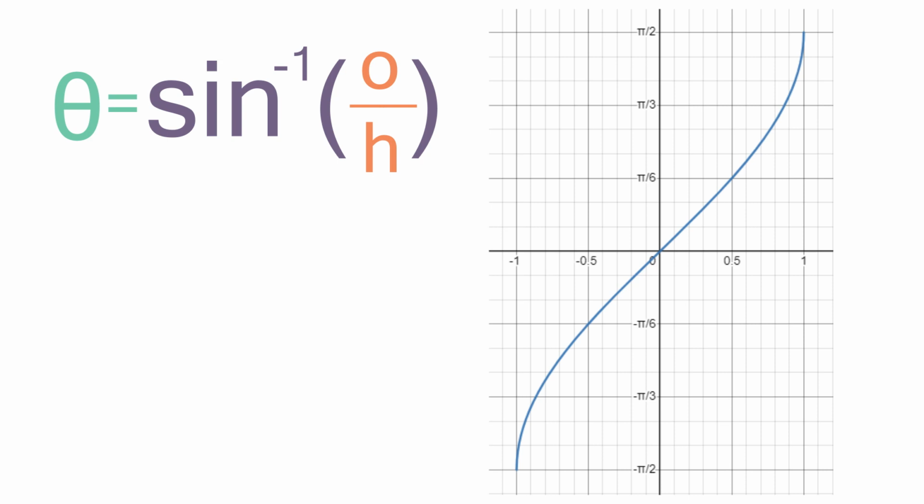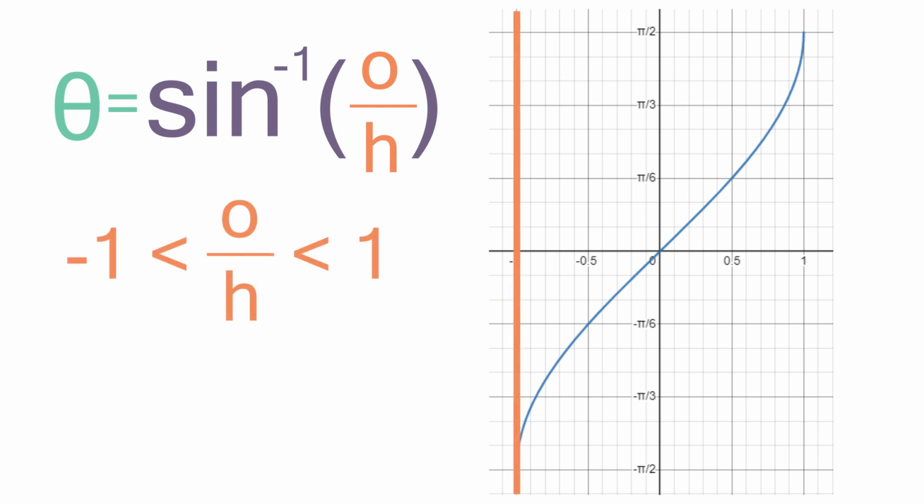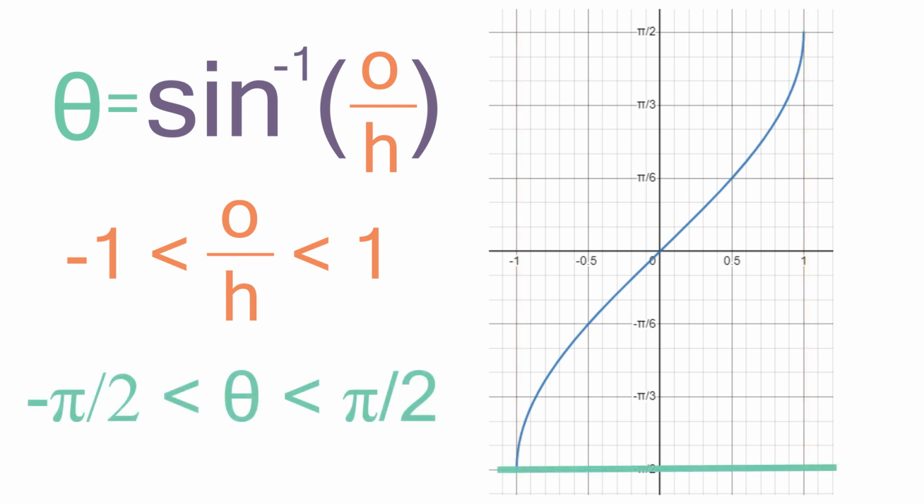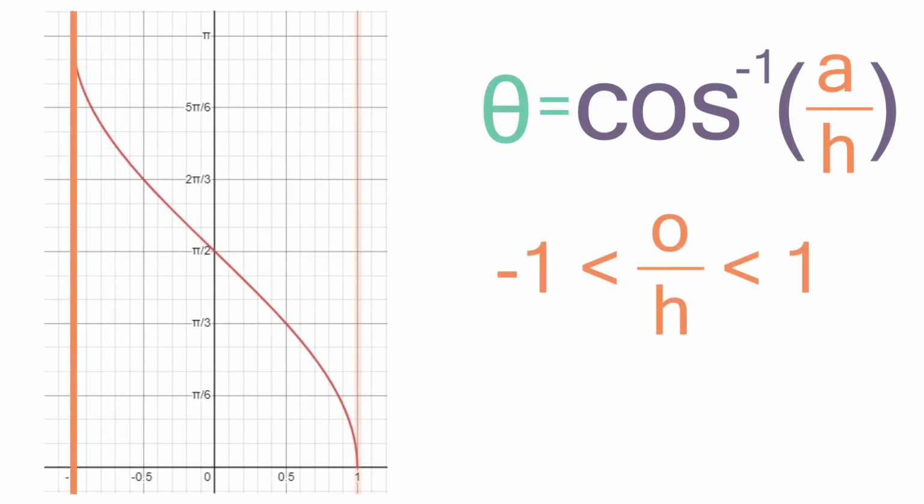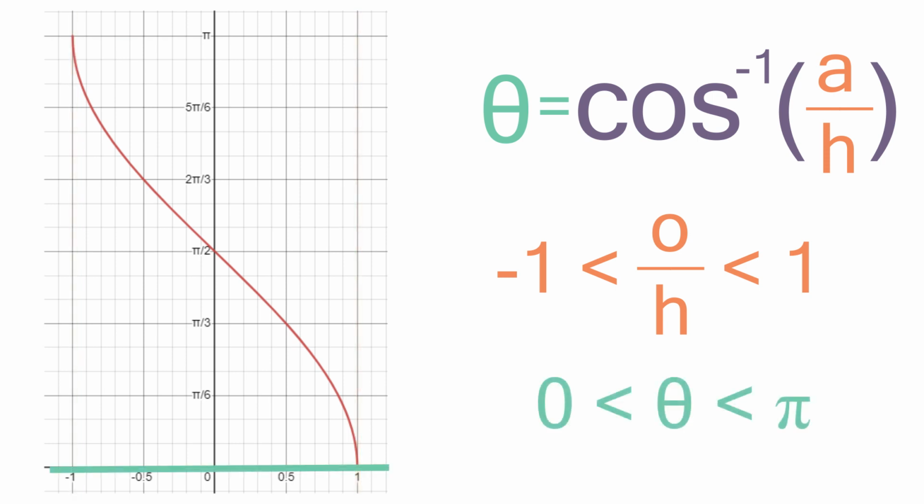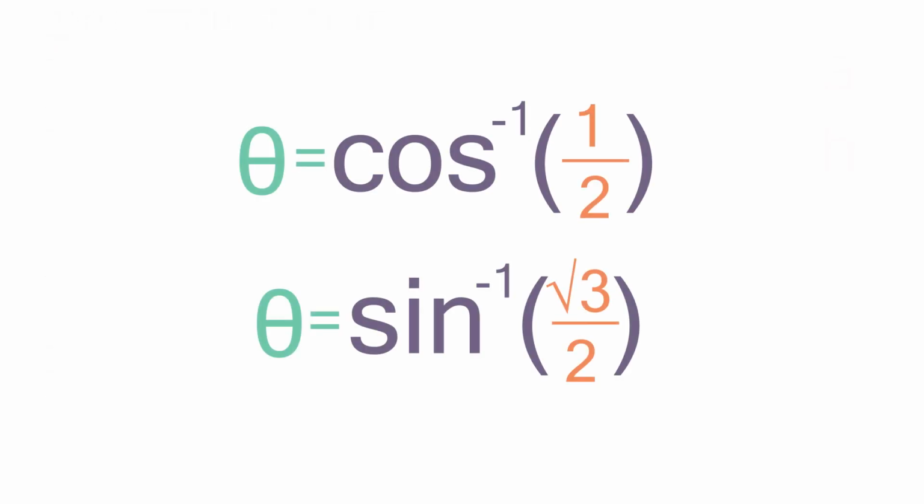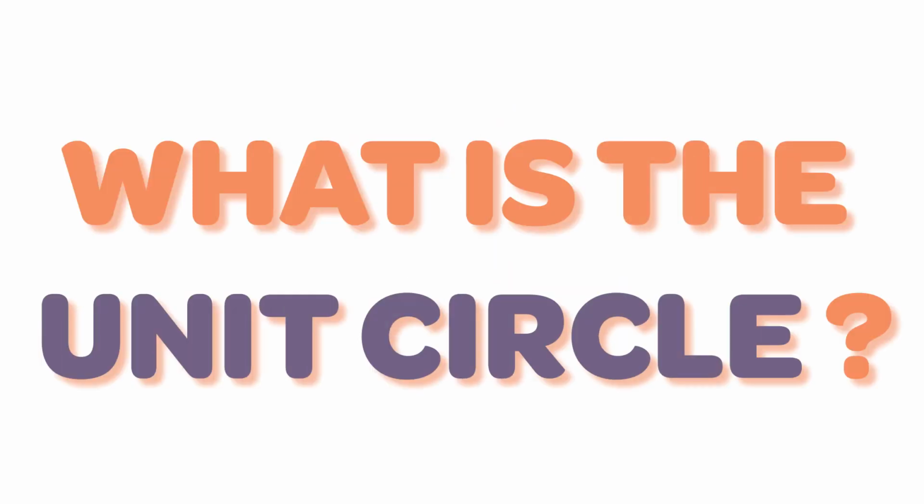It's important to remember that arcsine can only accept values that lie between -1 and 1, and arcsine only gives angles that are in between negative pi halves and positive pi halves. Arccosine also only accepts values from -1 to 1 and gives angles between 0 and pi. Now we'll finish solving these in a minute using the unit circle, but first, what is the unit circle?